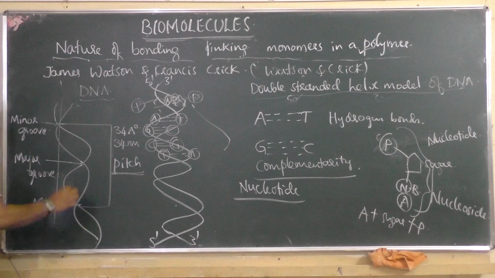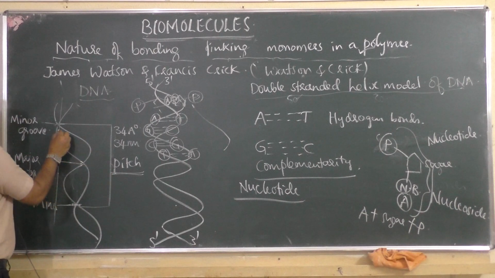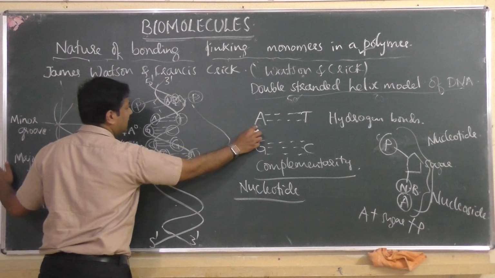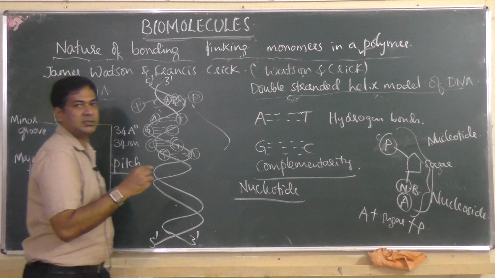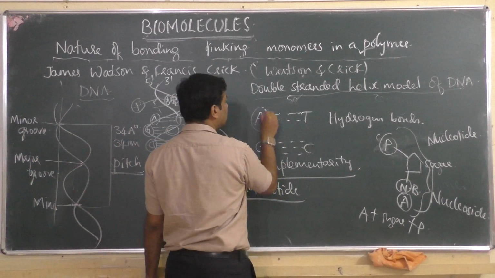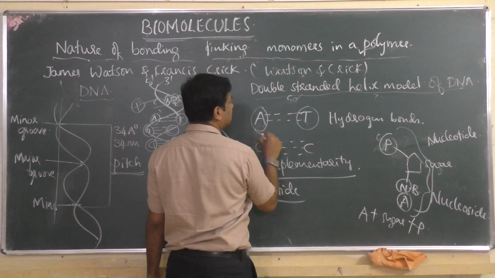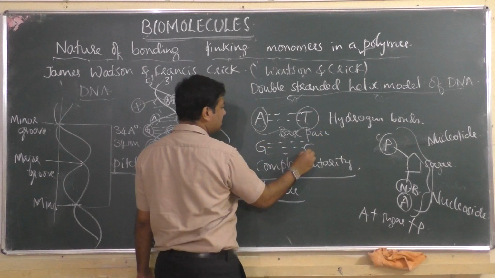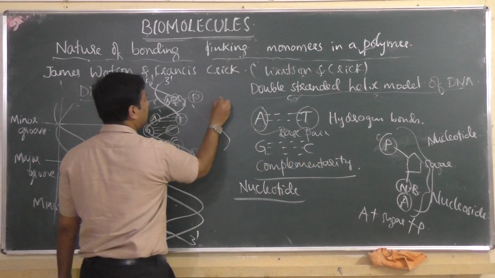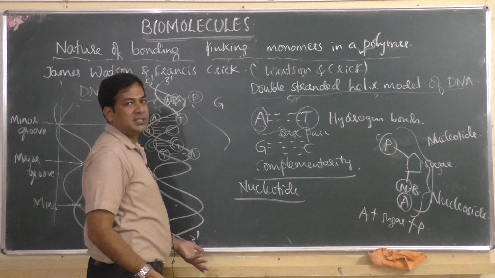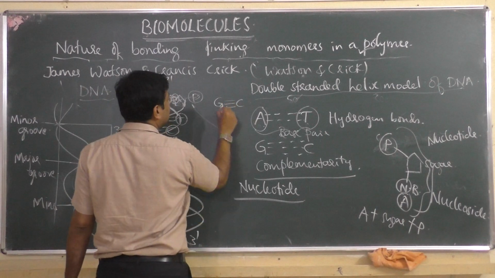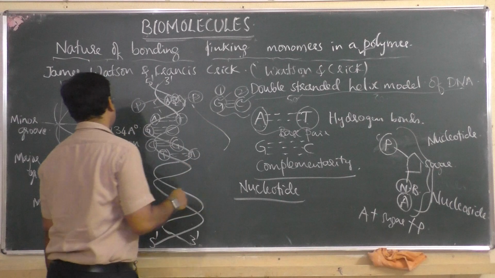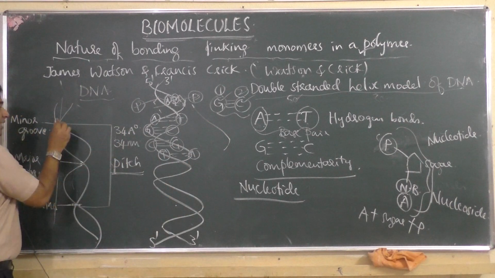And one turn or one pitch will have 10 base pairs. Base means nitrogen base. A is one nitrogen base. What does base pair mean? When A binds to T, two nitrogen bases join, so this becomes a base pair. Then G and C become one pair. If I am writing only G, then it is a single nitrogen base. G binds to C, so two nitrogen bases are there, this is one and this is two. So this becomes a base pair. So in a pitch, 10 base pairs will be there.